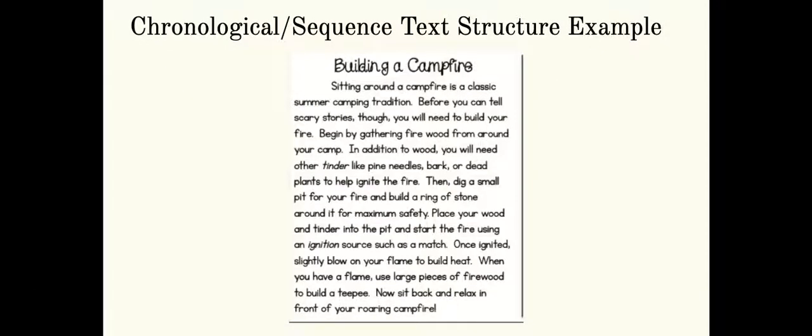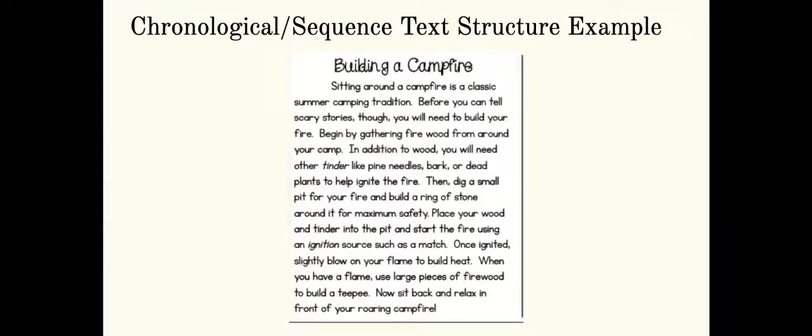Here is an example also. Building a campfire. Sitting around a campfire is a classic summer camping tradition. Before you can tell scary stories, though, you will need to build your fire. Begin by gathering firewood from around your camp. In addition to wood, you will need other tinder like pine needles, bark, or dead plants to help ignite the fire. Then, dig a small pit for your fire and build a ring of stone around it for maximum safety.